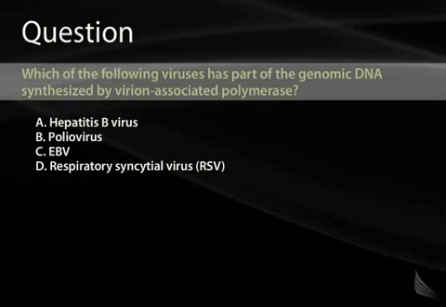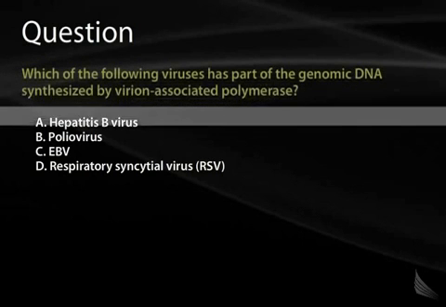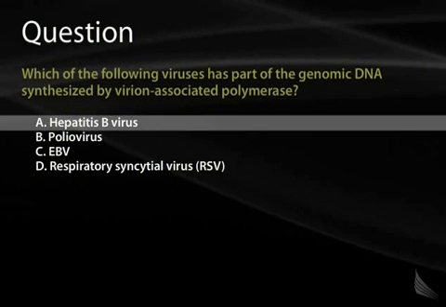Next question. Which of the following viruses has part of the genomic DNA synthesized by a virion-associated polymerase? So what we have here is DNA synthesized by its own virus polymerase. And so if we look at the options, we know that hepatitis B has that. We learned about it in the life cycle. Poliovirus doesn't have DNA. Epstein-Barr virus doesn't have its own virion-associated polymerase, and neither does RSV.